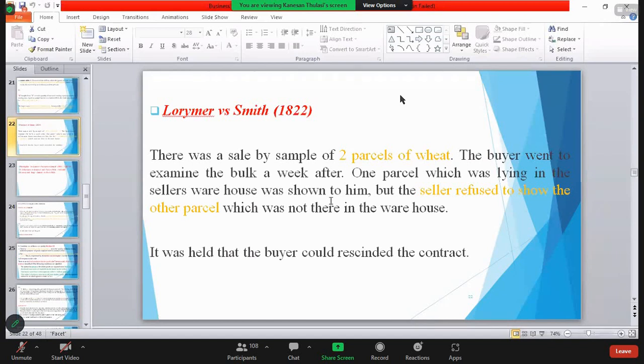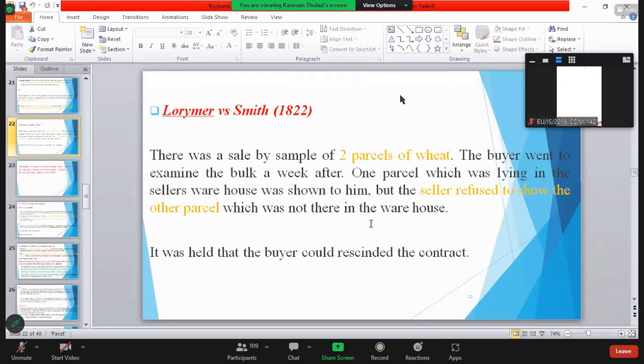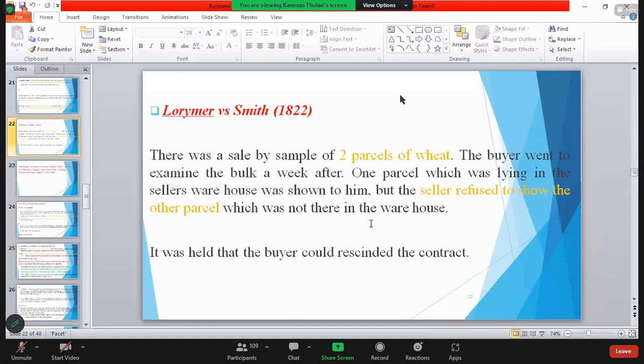If there are two parcels and the buyer asks for a reasonable examination, then both parcels should be given to the buyer. Then the buyer has to check whether these two parcels correspond with the sample. But only one parcel was given to the buyer to check the quality and quantity of the sample, and the other parcel was not made available. So the seller defeated the buyer.